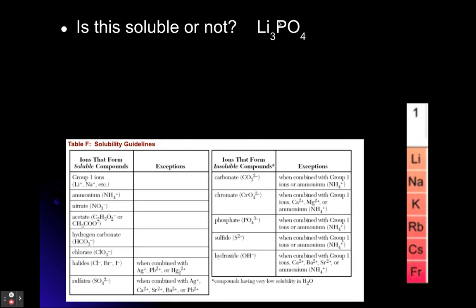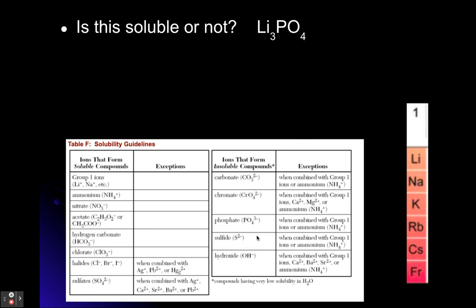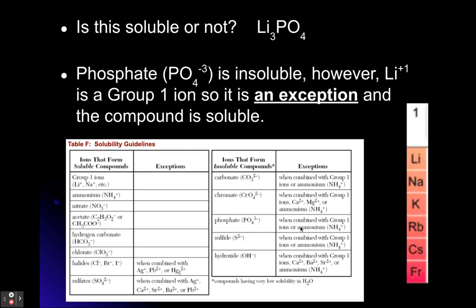Li3PO4. Again, I'm looking for the PO4, the phosphate is where we start. Find your phosphate. Here it is. And is Li one of the exceptions? Well, Li is certainly not NH4, but is Li a group 1? Yes. So this is an exception. Normally, phosphate's insoluble. The exception makes it the opposite, soluble.